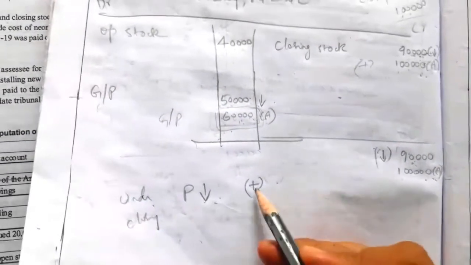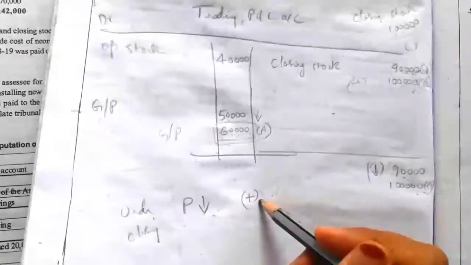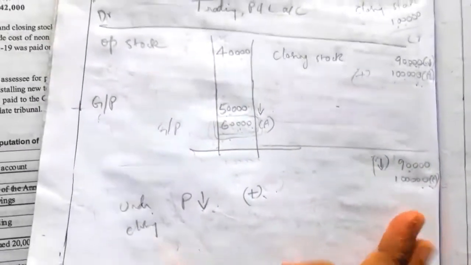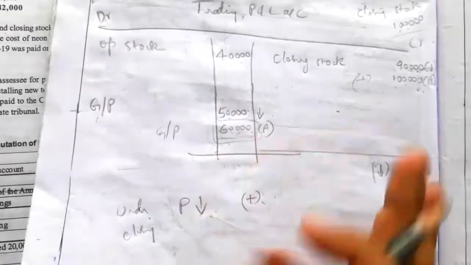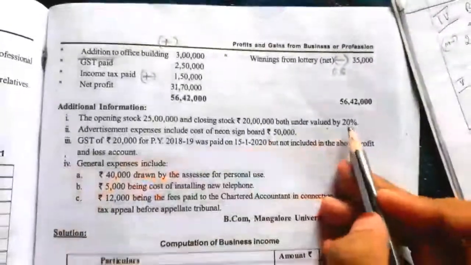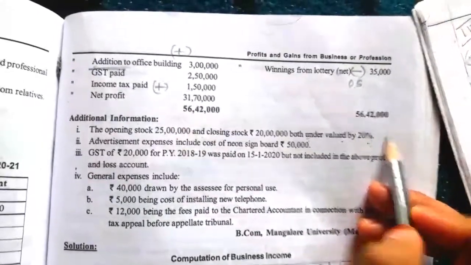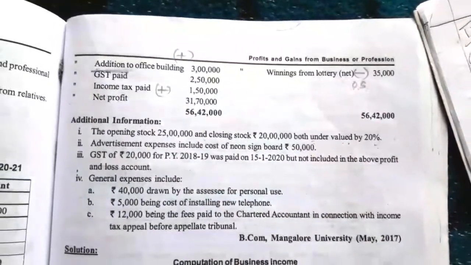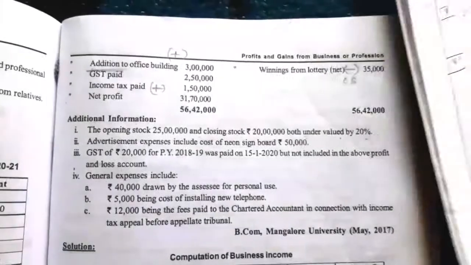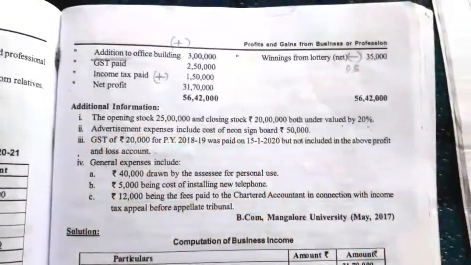So here we have to add not the full amount, only the portion of an undervalued amount. Okay, in order to make it correct, we have to add only the undervalued part of the amount. So that we will calculate here while solving the illustration. What is the undervalued portion? So here 20% they have recorded less, so we have to record exact value. So that is about opening and closing stock undervaluation.